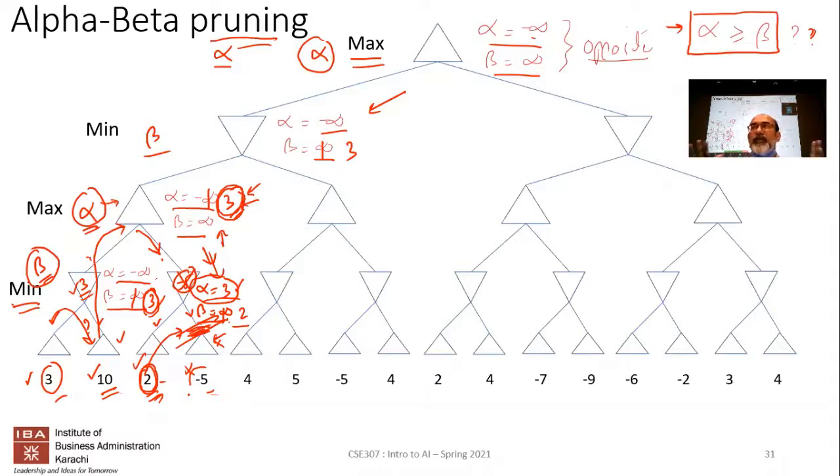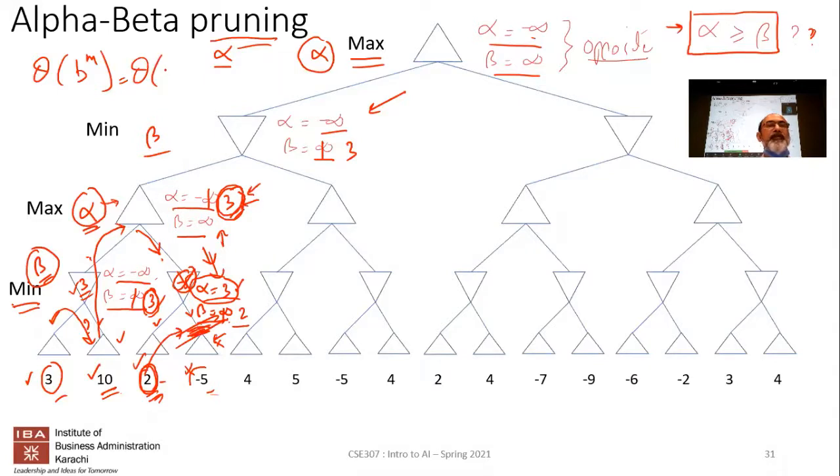So you can see out of 4 comparisons, the order of magnitude of this is what? What's the complexity of this algorithm? B to the power m for the normal minimax algorithm, because it's evaluating exhaustively, right? Now b to the power m would imply how many? What's b over here?